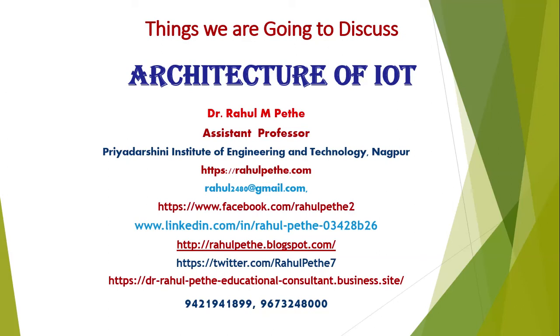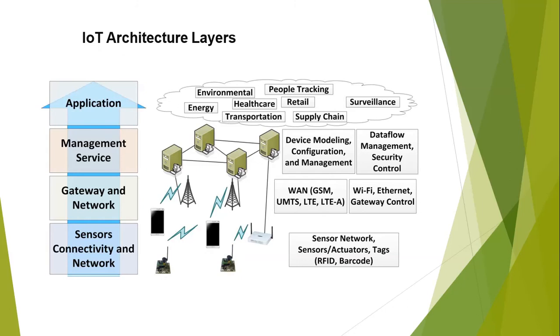Today we are going to discuss the architecture of IoT. First, there are four major layers. We start from the bottom. It's the sensor connectivity and network layer, layer 1, and then on top of that is the gateway and network layer, layer 2. On top of that is the management service layer, layer 3, and on top of it is the application layer, layer 4.